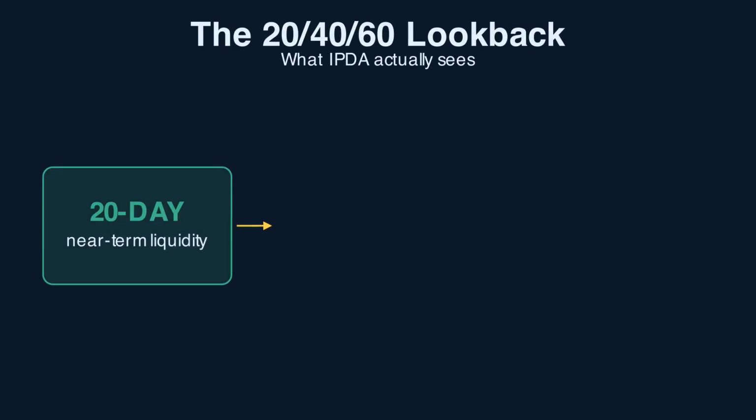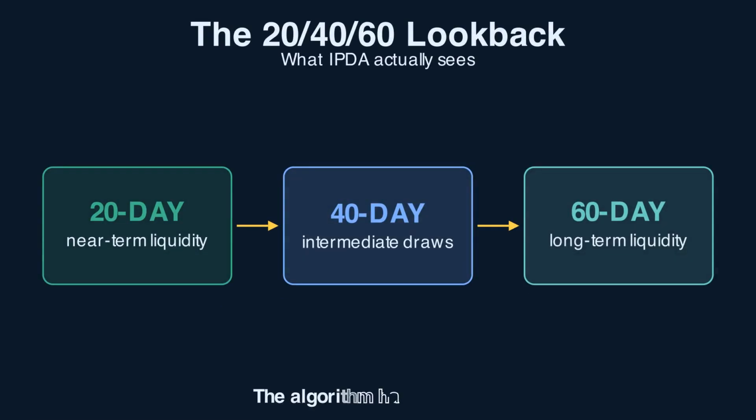Here's IPDA's memory. The algorithm references 3 look-back windows simultaneously: 20 days, 40 days, and 60 days. At each look-back, it sees the highest high, the lowest low, and the unfilled inefficiencies, the fair value gaps and liquidity voids it never came back to fill. These aren't your levels, they're the algorithm's levels. And the algorithm's job is to route price toward whichever of those liquidity points is the next draw. Understanding that turns abstract chart theory into a predictive map.